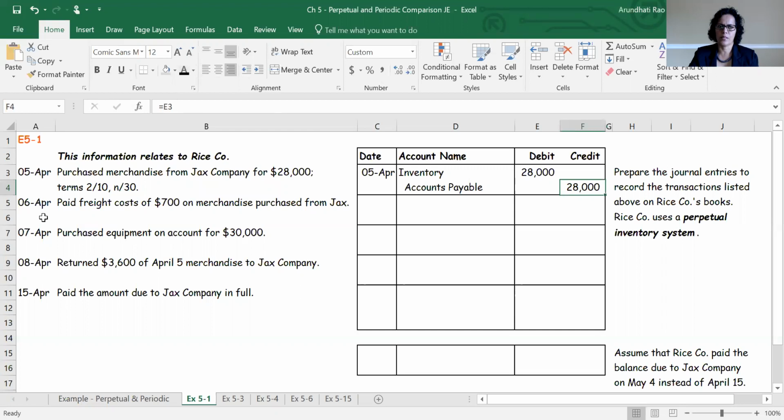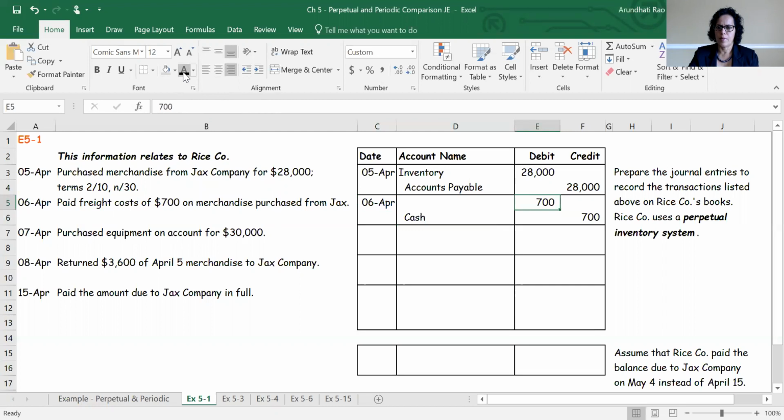The next day on April 6th, we paid freight cost of $700 on merchandise that we purchased. So the assumption is since I paid for it, the terms were free on board shipping point. So over here, again, I write the date. I have paid for it right now. So I know in the credit, it should be cash. I credit cash for the $700.